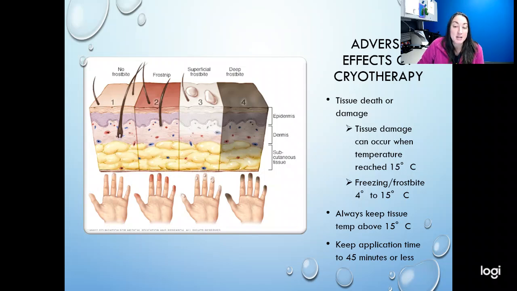Freezing or frostbite occurs when the tissue temperature is below 4 degrees Celsius, which is 39.2 degrees Fahrenheit. So you definitely don't want to cause any of that. If it is significantly red, then I would go ahead and take the ice off. A little redness is kind of to be expected, but if it's really red, I would take it off. Always keep tissue above that so that you don't cause any frostbite, and never apply ice, I would not, more than 45 minutes.